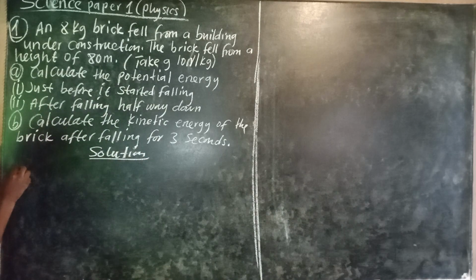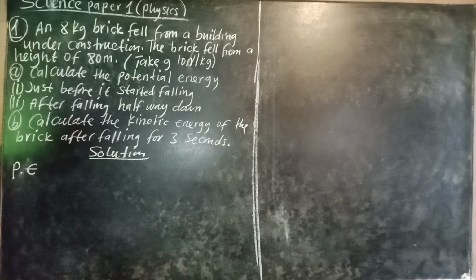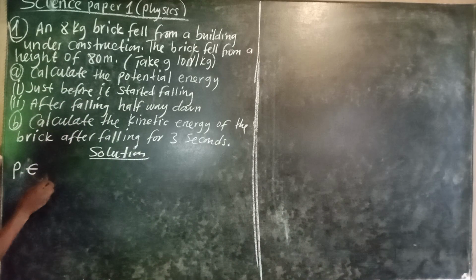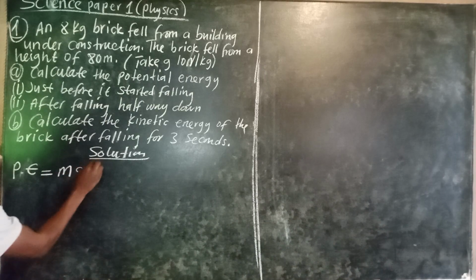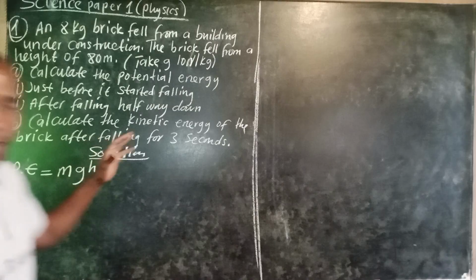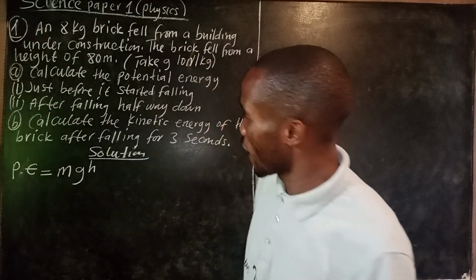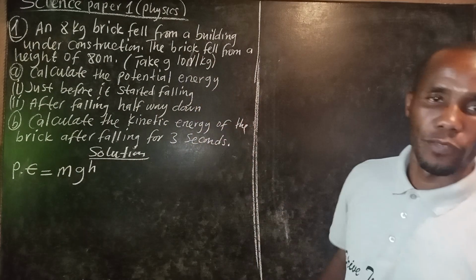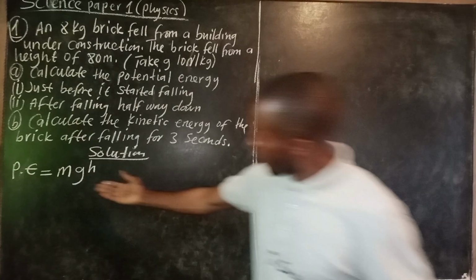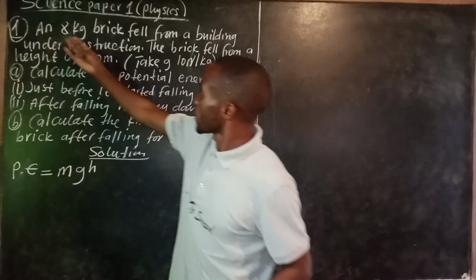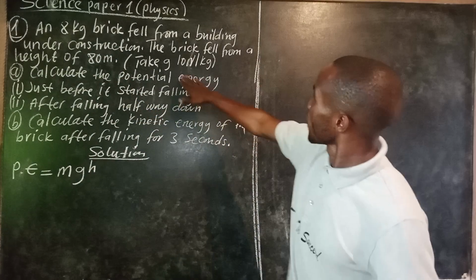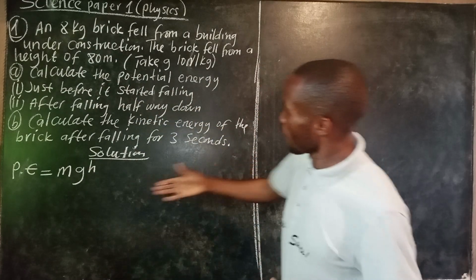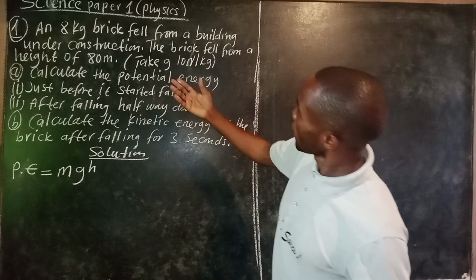Solution. Potential energy is written in abbreviation like this. You say PE is equal to mass times gravitational force times height. That is the formula for potential energy. Then from there, you get back to the information that you are given. Do you have mass in the statement? Yes, mass is there, in kg. That is 8. Gravitational force, which is g? Yes, it's there, 10. What about height? Do you have height? Yes, it's there.